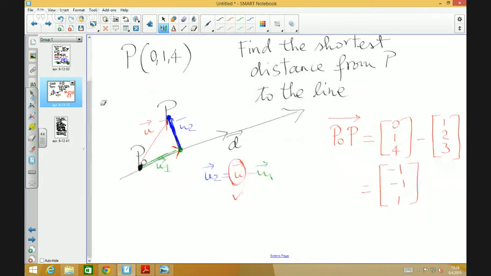Equal to. What is U2 equal to? And now this is perhaps the only equation that thou shalt have on your cheat sheet.